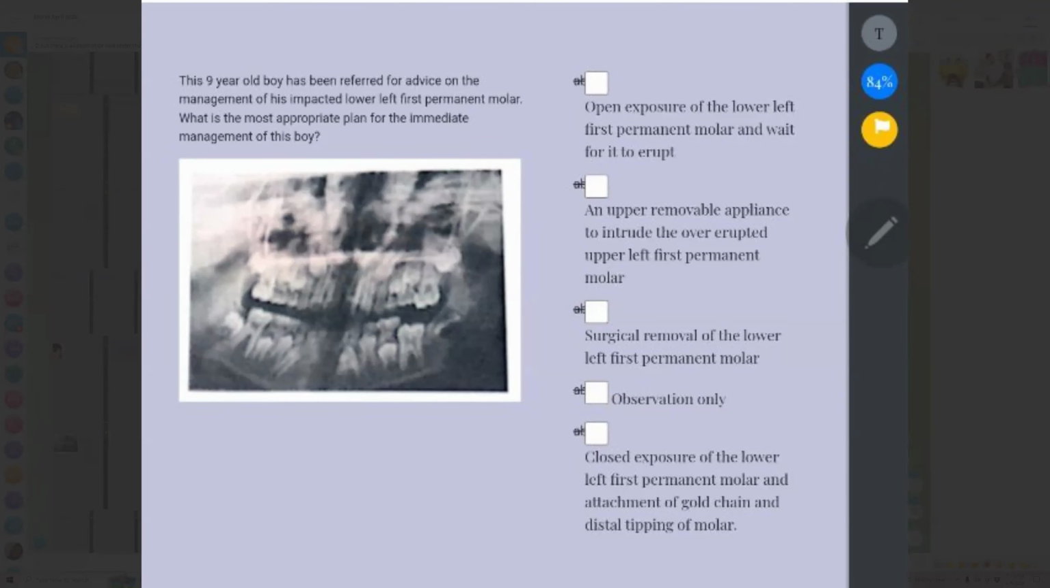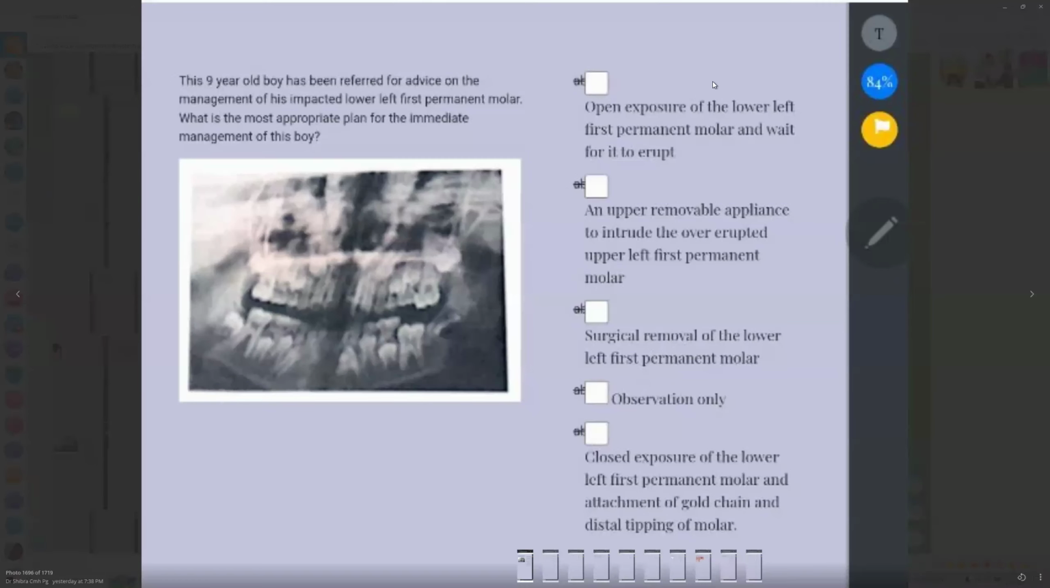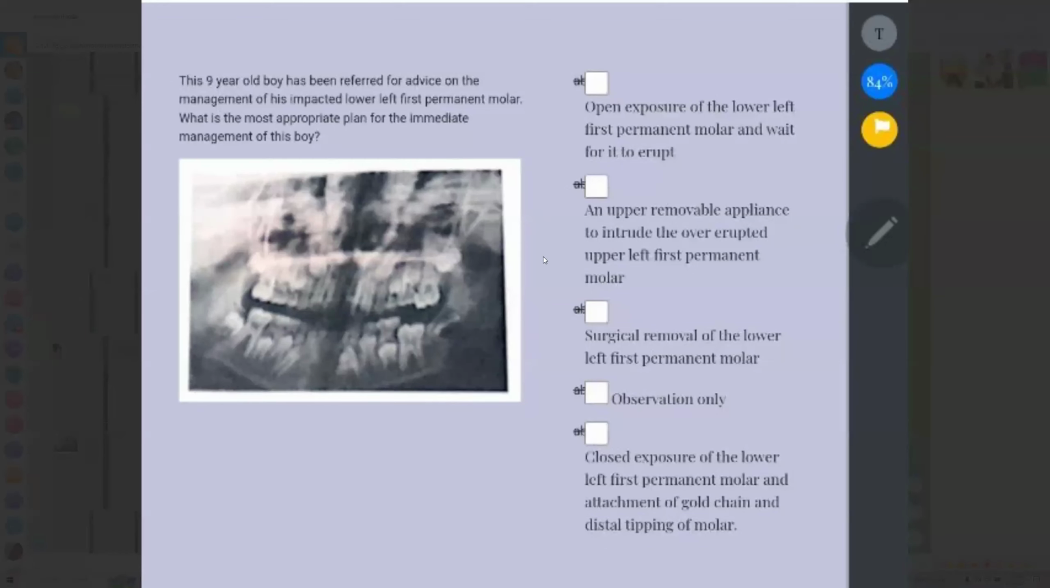Like we have discussed before, to me it seems to be a soft tissue impaction. I will do open exposure. Yes, the upper molar should be included, but the first thing is that the lower molar should be exposed. So I'm going to select A.